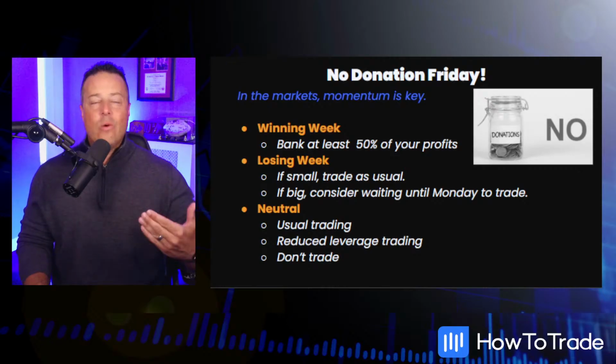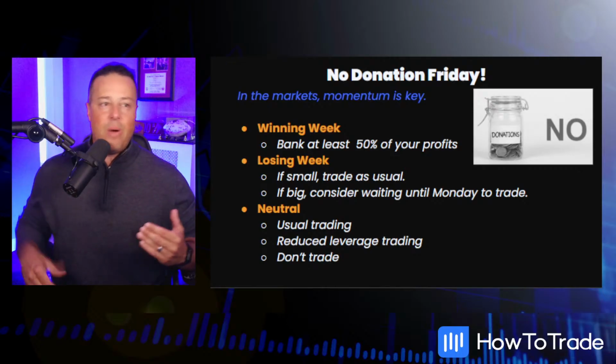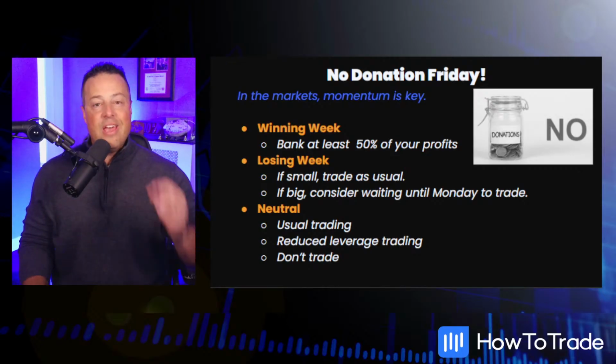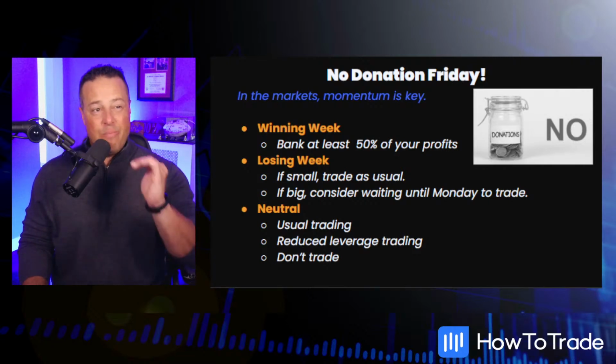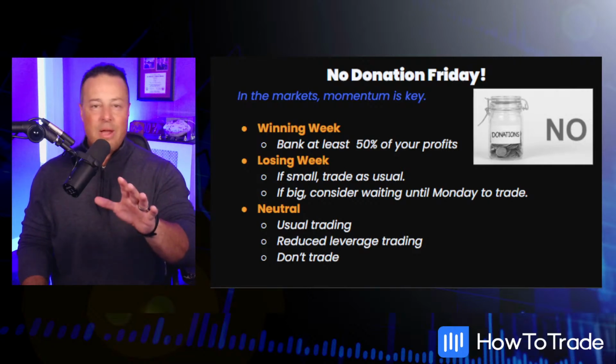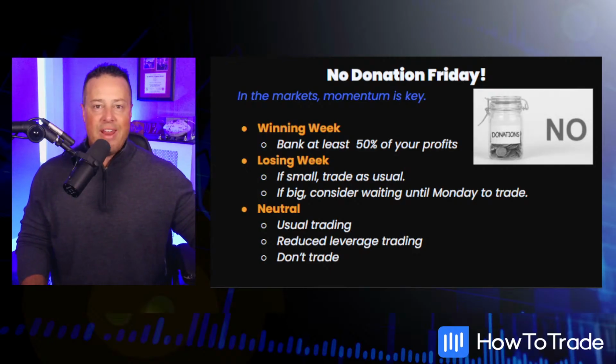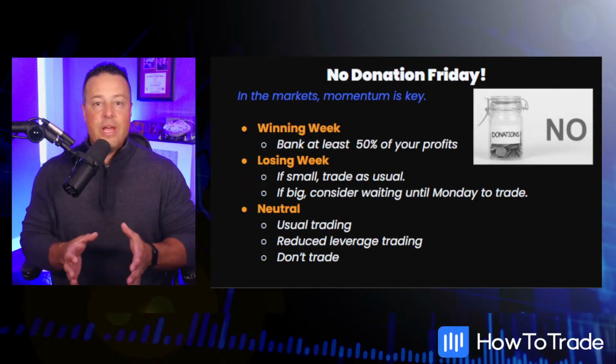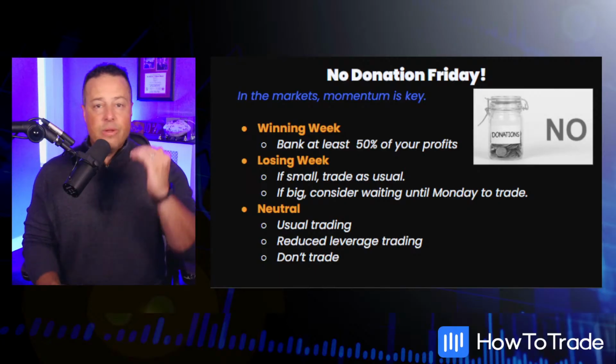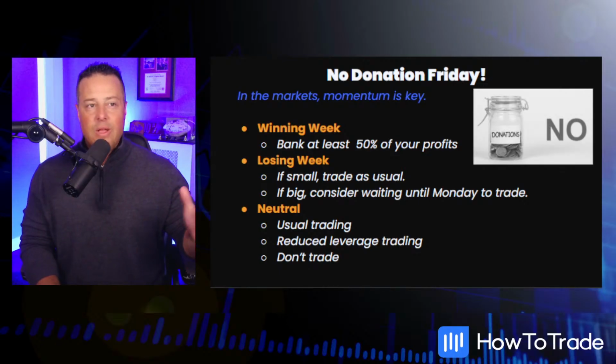If I'm having a winning week, I put 50% of my profits in my pocket. If I'm having a losing week, if it's small, I trade as usual. If it's a big losing week, I shut it down almost every time. I don't even bother on Fridays. I charge my batteries, try to get some rest, and come back fresh on Monday. Neutral. If I'm at 0 or very close to it, I'm either going to trade as usual, I'm going to reduce my leverage, or I'm not going to trade at all. So those are your 3 options.